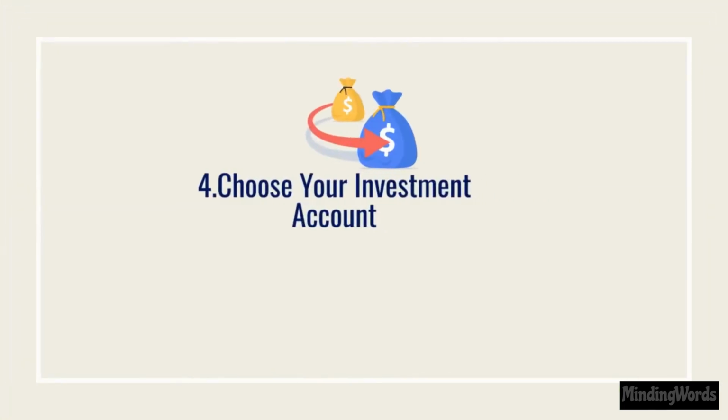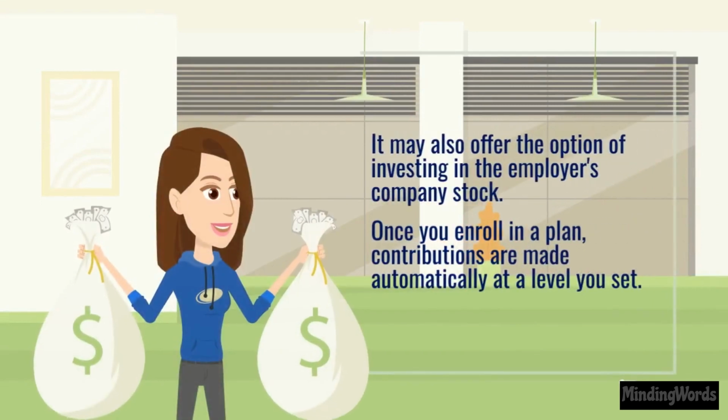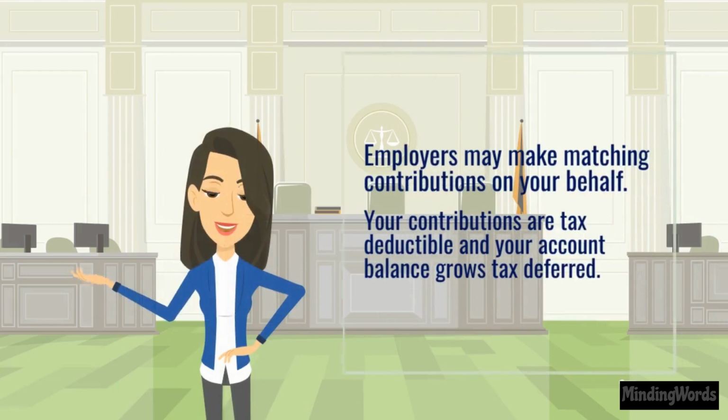4. Choose your investment account. Retirement plan at work. You can invest in various stock and bond mutual funds and target date funds through a retirement plan at work, such as a 401k, if your employer offers one. It may also offer the option of investing in the employer's company's stock. Once you enroll in a plan, contributions are made automatically at a level you set. Employers may make matching contributions on your behalf.